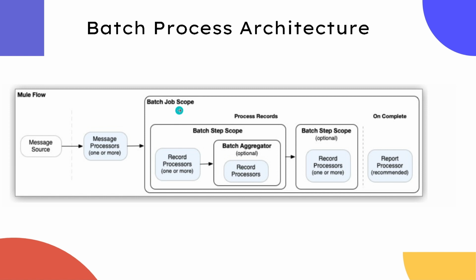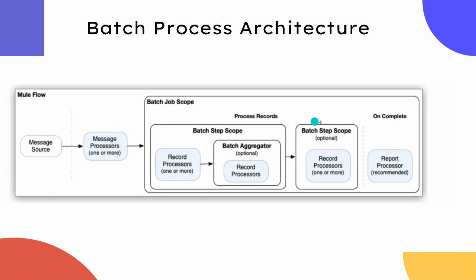And after that, inside a batch job scope, we have batch steps where we apply our business logic and call end systems inside the batch aggregator, based on the batch aggregator size, meaning how many records in a single hit you want to transfer to that particular end system. Based on your use case, for handling failures, you can add multiple batch steps based on your requirements. It's optional, but you can add based on your use case.